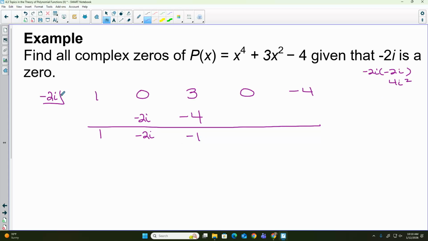So now negative 1 times negative 2i is positive 2i. Plus 0 is 2i. Negative 2i times positive 2i is negative 4i squared, which is... now what do we do? Yep. If negative 2i worked, positive 2i will also work. So I'm going to divide by positive 2i, and I'll take the answer we just got out.